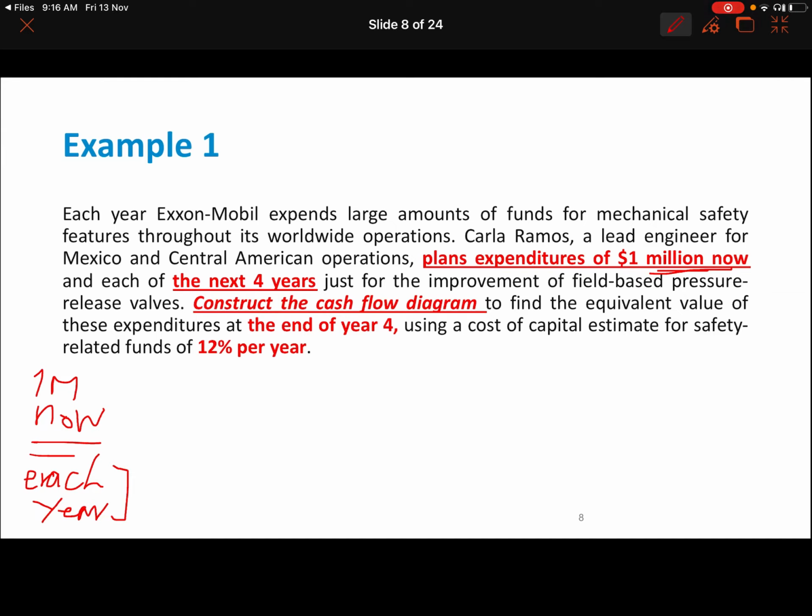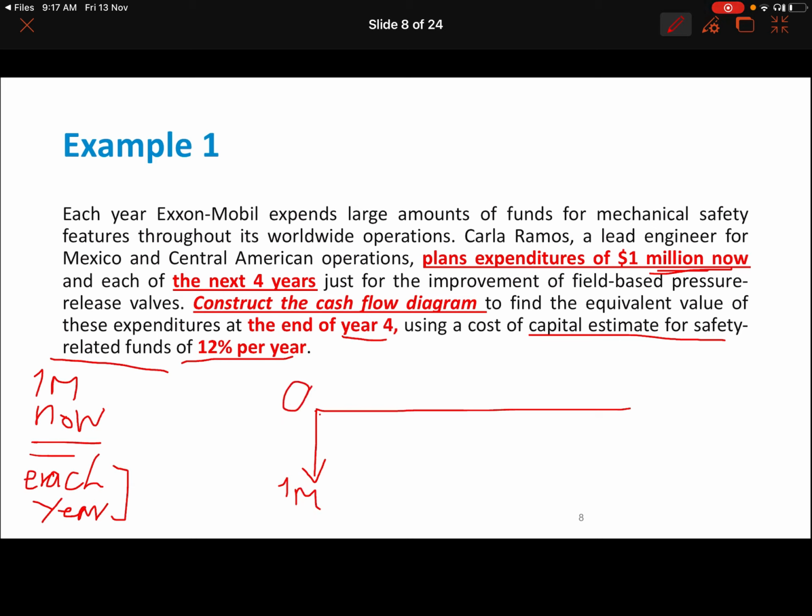What does she need? She needs to construct the cash flow diagram to find the equivalent value of these expenditures at the end of year 4, using the cost of capital estimate for safety-related funds of 12% per year. Let's see how to solve this. The problem says now I need to pay $1 million. Now it's zero.